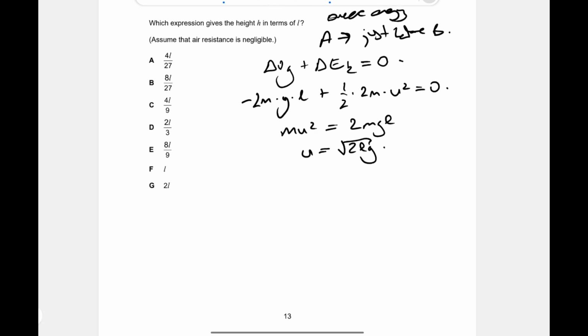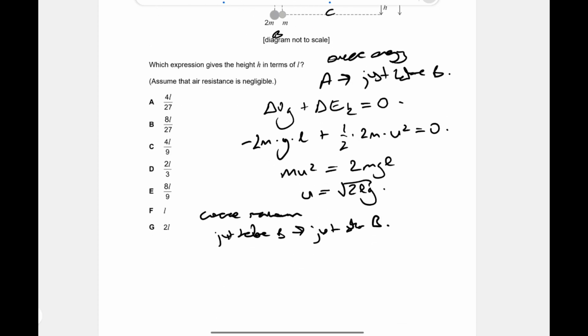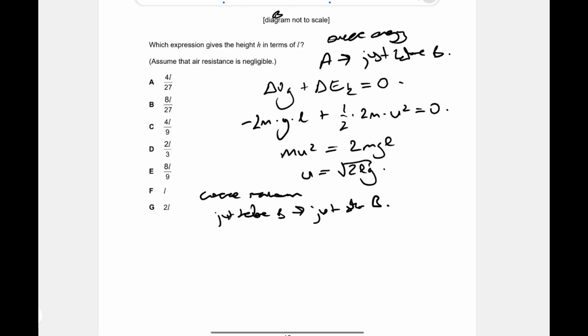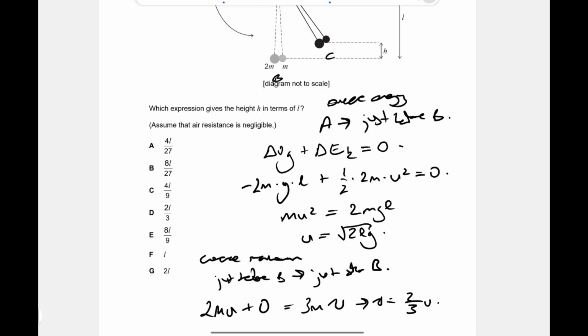And then conserve momentum from just before B to just after B. So let's say that they end up moving at a velocity v. Initially the momentum is 2mu plus 0. And at the end it's 3m times v, and let's say they move with a velocity v. So that means v equals 2/3 u. So what does that mean?